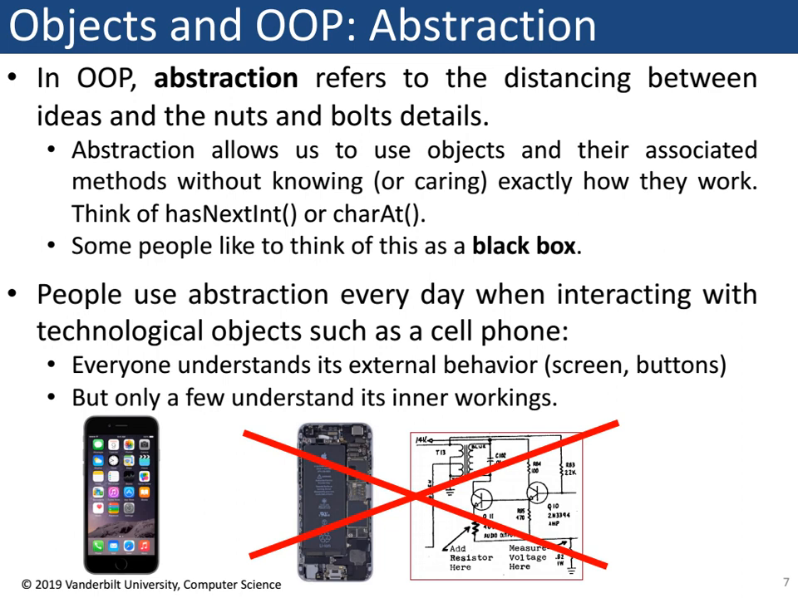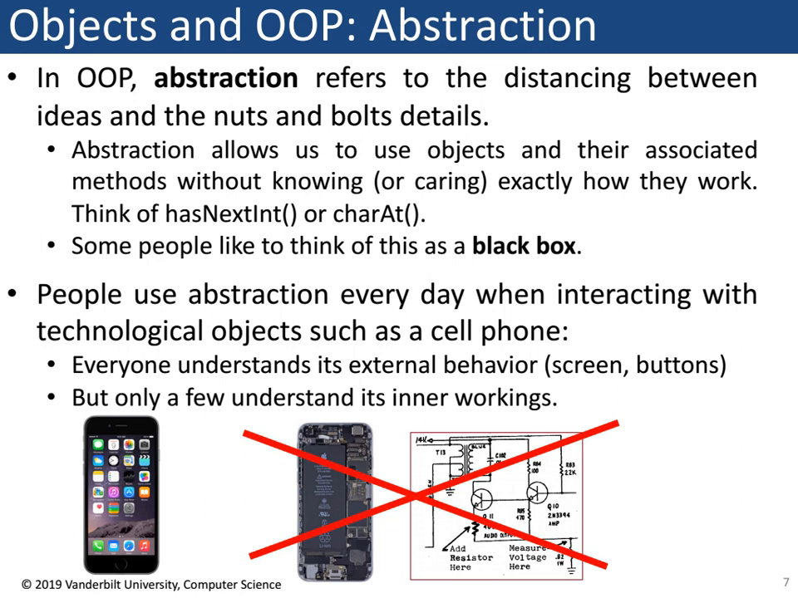So when we write objects, when we write these classes and build objects, we want to write our methods in such a way that they're abstracted so that the user of the object doesn't have to deal with the nuts and bolts and rather only has to deal with the abstracted idea of what that method is going to do, like charAt or hasNextInt. We don't care how it does it, we only care that it does do it. It tells us if there is a nextInt, or it gives us the char value at a specific index.